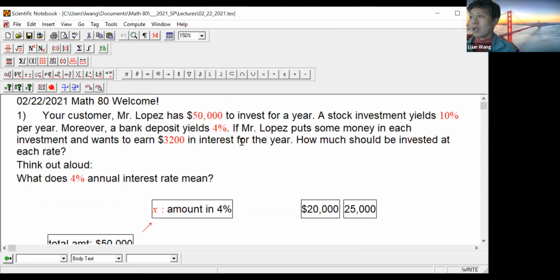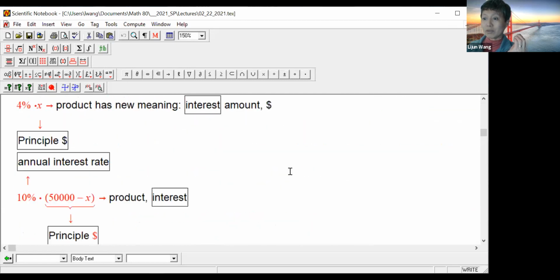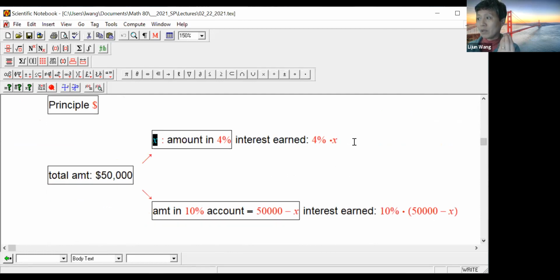It says, if Mr. Lopez puts some money in each investment and wants to earn $3,200 in interest for the year. So both accounts produce interest for us, right? And the total interest is going to be 3,200. So how do we make that 3,200? We earn some interest from the 4% account, and we also earn some interest from the other account. Right? So this is the interest, and that is the interest.